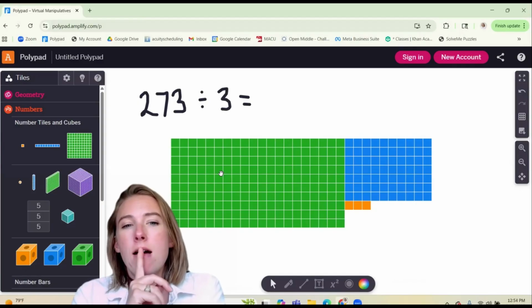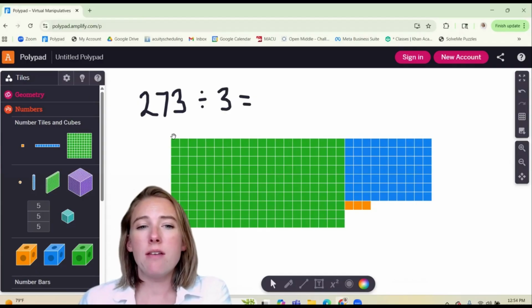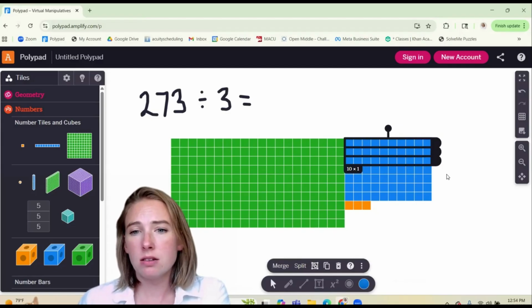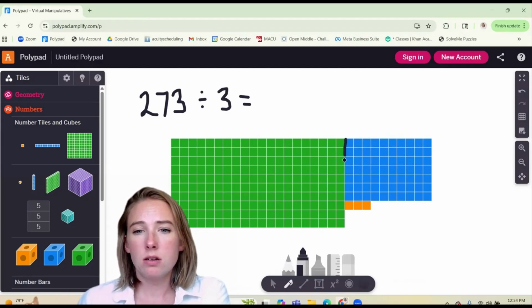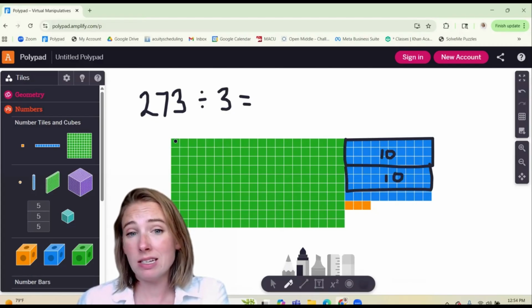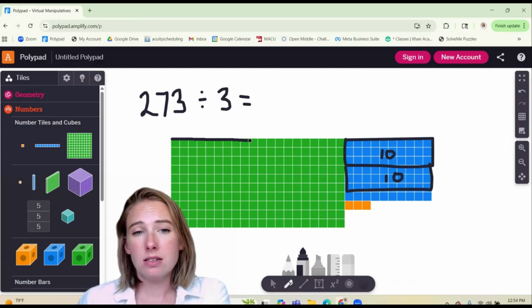I'm going to think, well, 3 times 10 is 30. So I know that every 30 that I have here is 10 threes. So here's a group of 30. That's 10 threes. Here's another group of 30. That's 10 threes. 60 is going to be 20 threes, right? Because 20 is the double of 10.